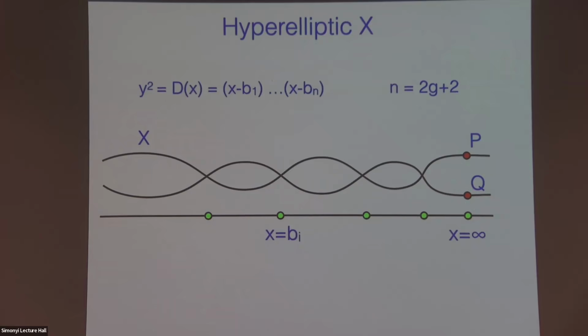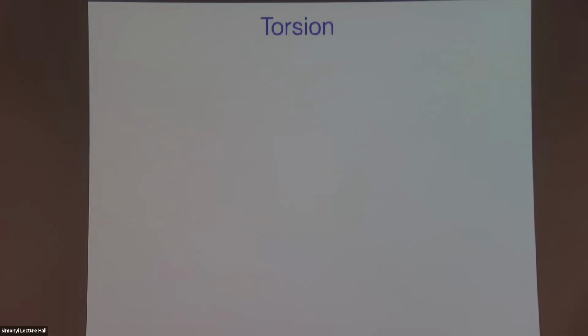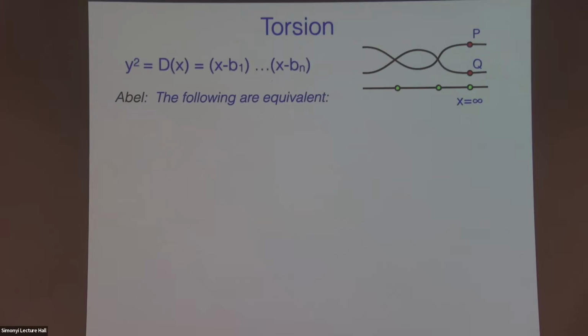Okay, so here is our problem. We've given x very explicitly, as well as p and q. When is the difference torsion? And here's what Abel proved. There's actually many equivalent statements. So the first is the difference is torsion.